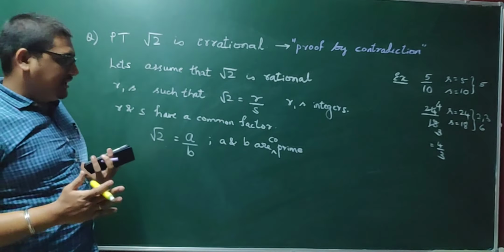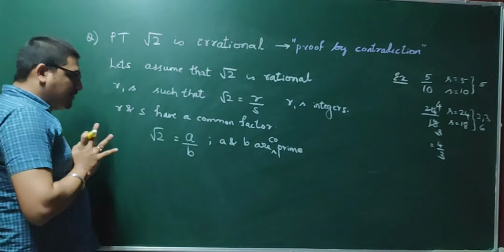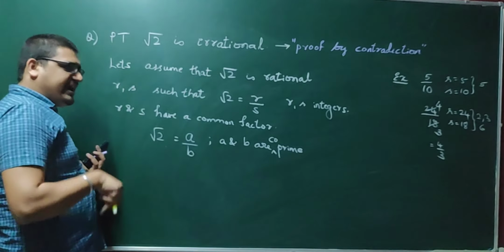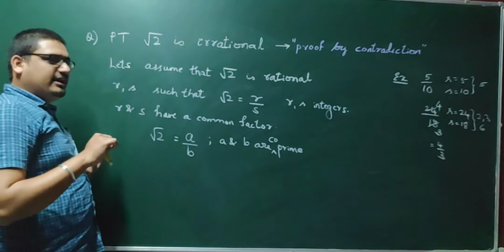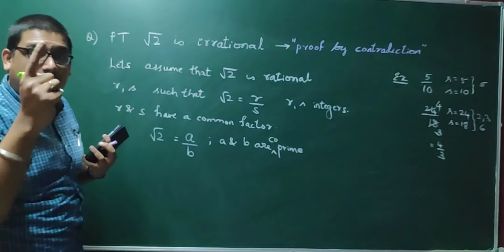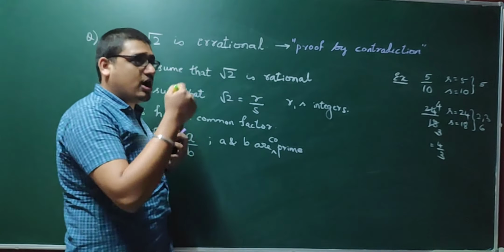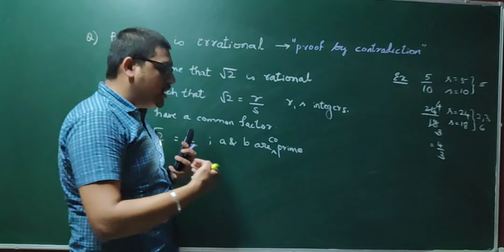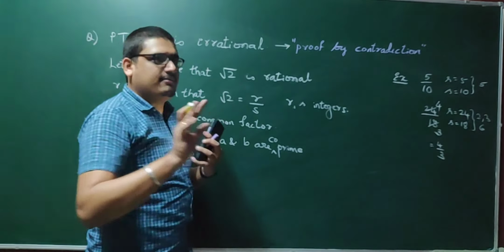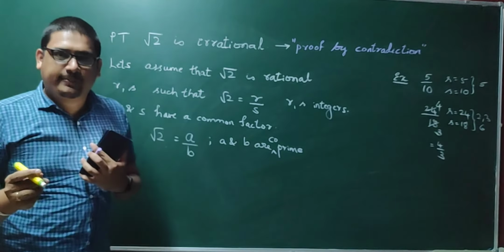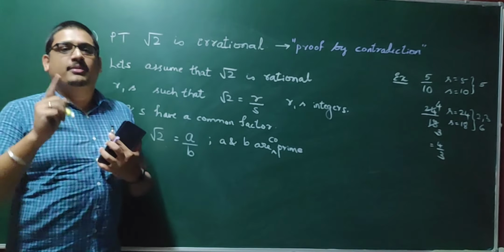So initially what you have to assume? You have to assume that root 2 is rational. Then we should say root 2, if it is rational, can be expressed in the form of R by S, where R and S are integers, but R and S have a common factor. When R and S are divided by the common factor, they get reduced to integers A and B, such that A and B are co-primes. What do you mean by co-primes? Co-primes are those numbers having 1 as the common factor.